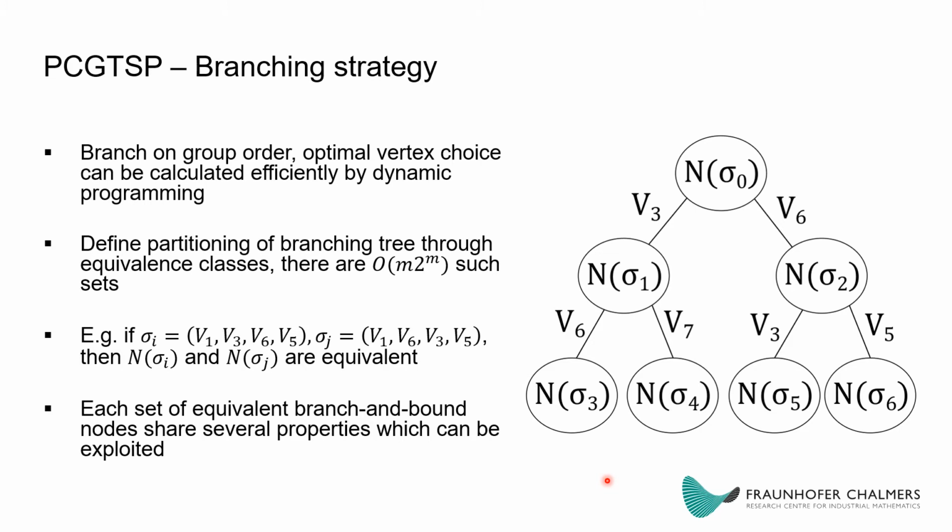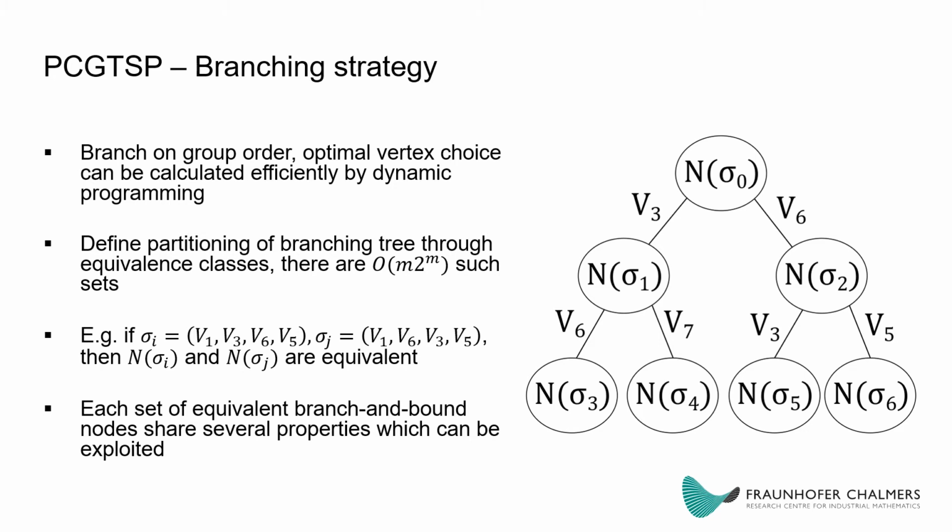The branching tree node n of sigma represents a PCGTSP subproblem, where the tour is required to begin with the group sequence defined in the sequence sigma. So for example, n of sigma 3 corresponds to a subproblem of the PCGTSP, where any feasible tour must begin with the sequence V1, V3, V6. The optimal choice of vertices can then be decided easily and efficiently by dynamic programming for any fixed group sequence.